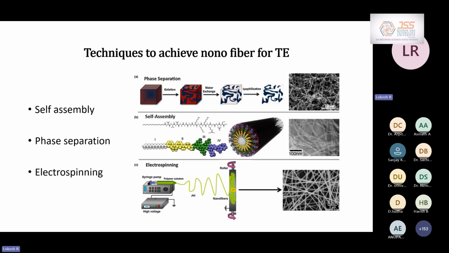Here, for the synthesis of these nanofibers, electrospinning I have already told. Then self-assembly, which is placing from small to big, and phase separation. In phase separation, what is actually done for the synthesis of nanofibers is dissolving a polymer in a solvent at high temperature, followed by a liquid or solid-liquid phase separation induced by lowering the solution temperature.